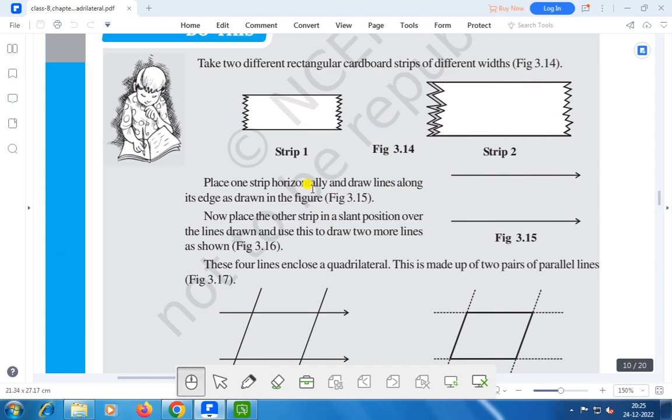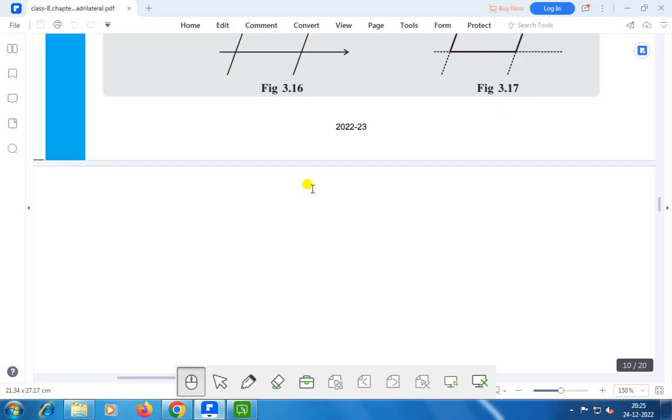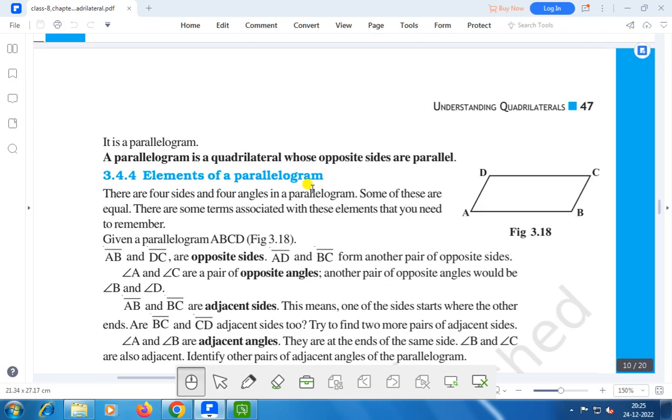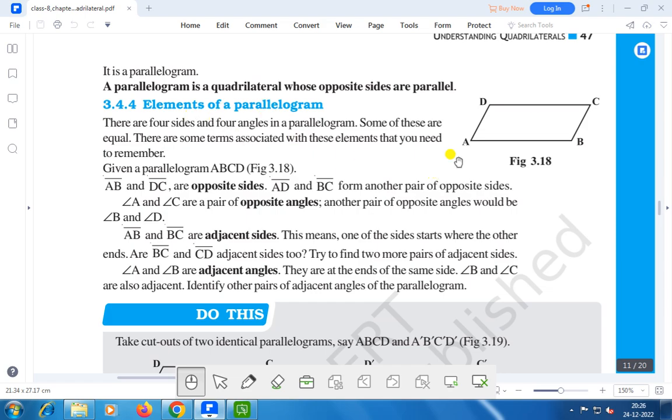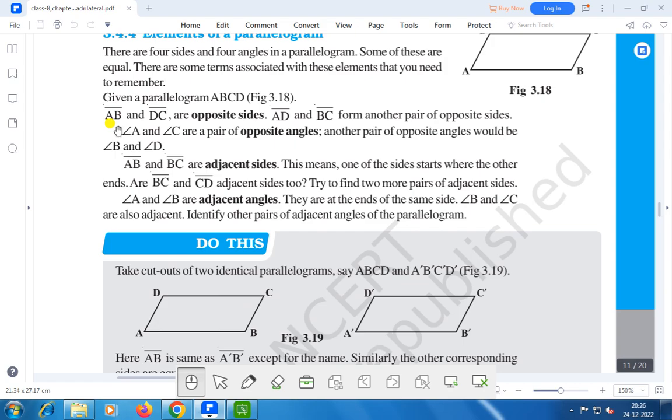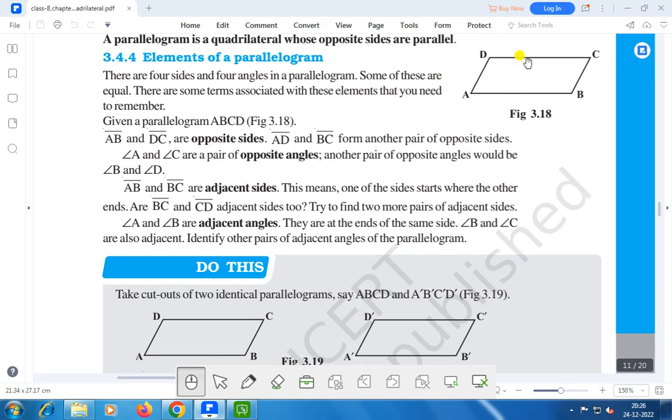Now, we shall discuss the next thing, that is the definition. A parallelogram is a quadrilateral whose opposite sides are parallel. This is the definition of a parallelogram. Elements of a parallelogram. Here you see AB and DC. AB and DC are opposite sides.